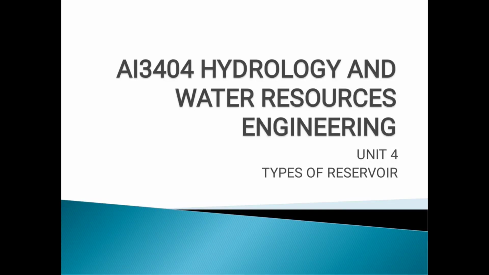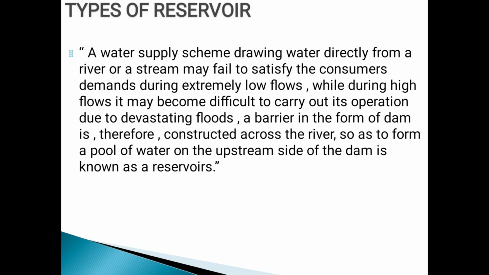Hydrology and Water Resource Engineering, Unit 4, Types of Reservoirs. First one, reservoir. A water supply scheme drawing water directly from the river or a stream may fail to satisfy the consumer demands during extremely low flows, while during high flows it may become difficult to carry out its operation due to devastating flood. A barrier in the form of a dam is therefore constructed across the river so as to form a pool of water on the upstream side of the dam, known as a reservoir.